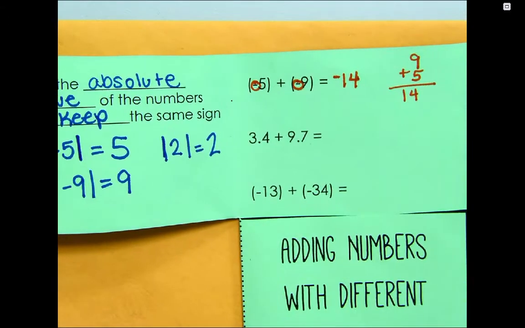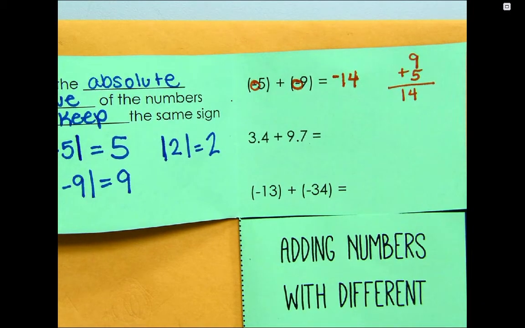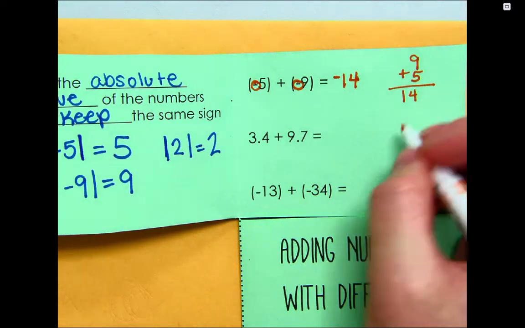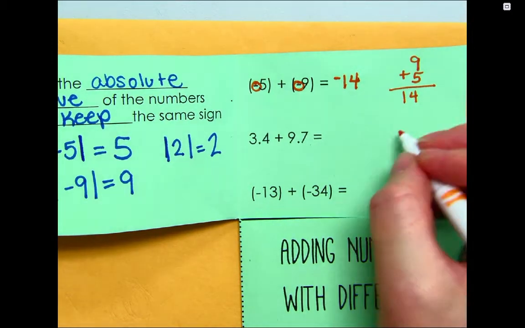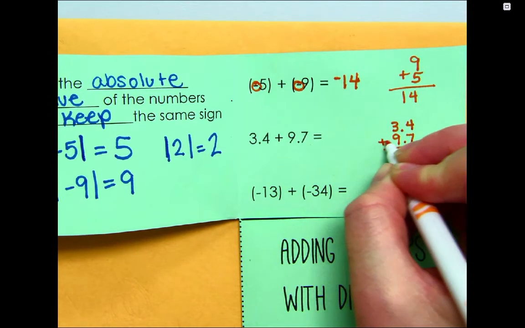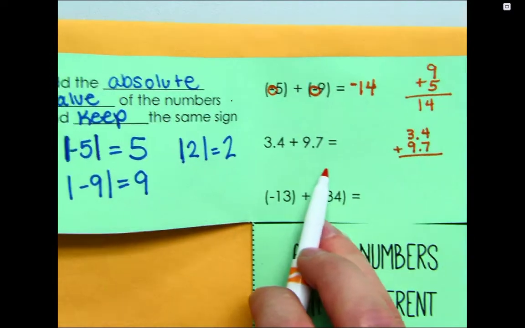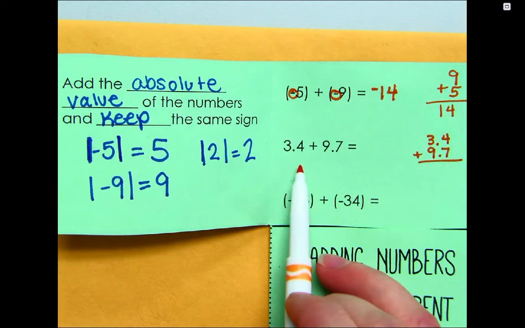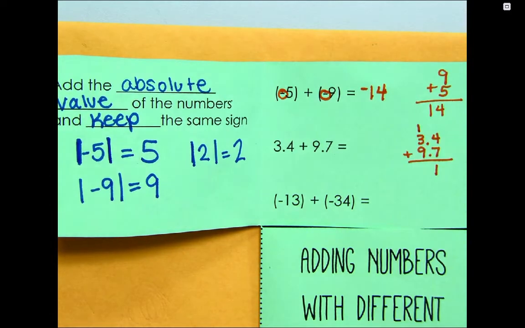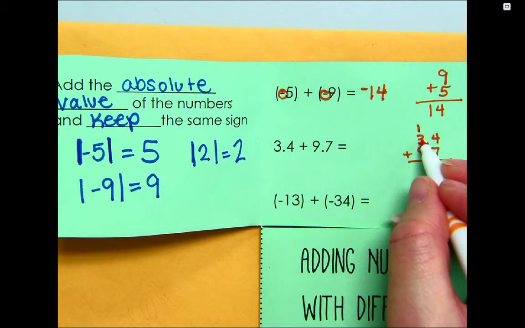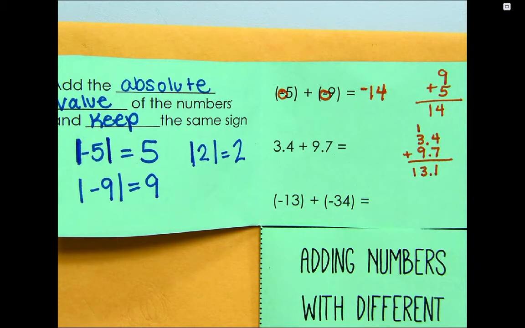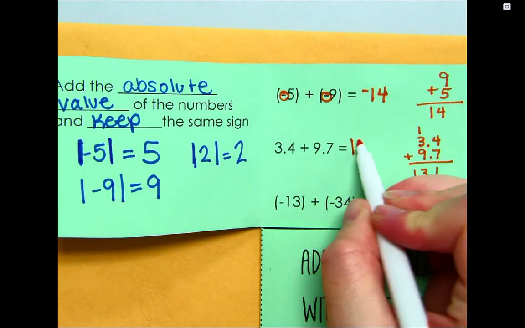So now we're going to do the next one. 3.4 plus 9.7. So if you recall, whenever you add decimals, because these are decimals, we will line up the decimal. So I'm going to do 3.4 plus 9.7. These are both positive, so I'm going to add the absolute value, which is just their positive, and keep the same sign. So 4 plus 7 is 11. Carry the 1. 9 plus 3 is 12, plus 1 more is 13. And I keep the decimal in the same spot. And this is just going to be a positive, 13.1.